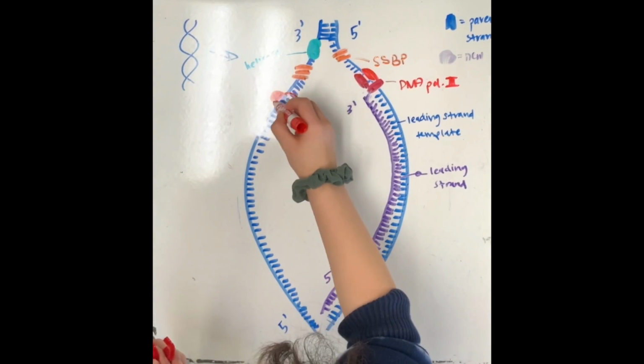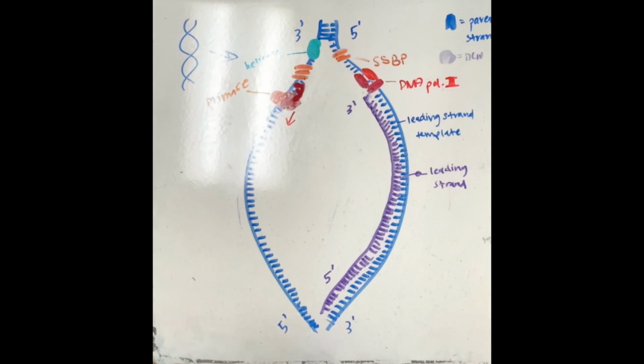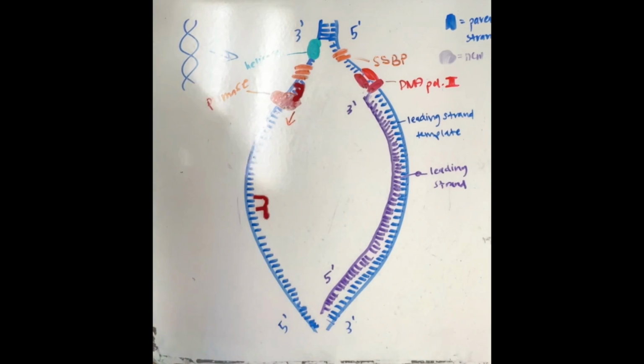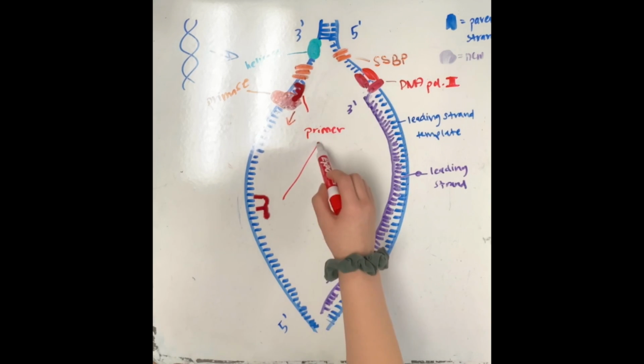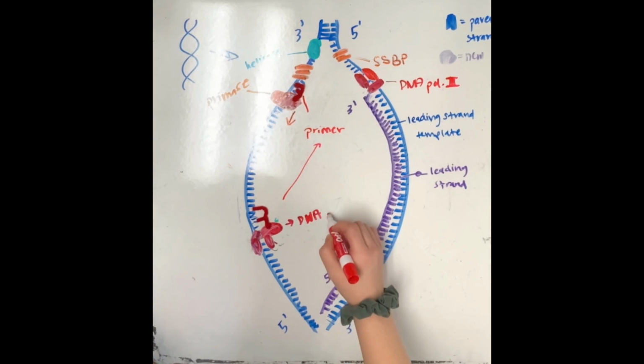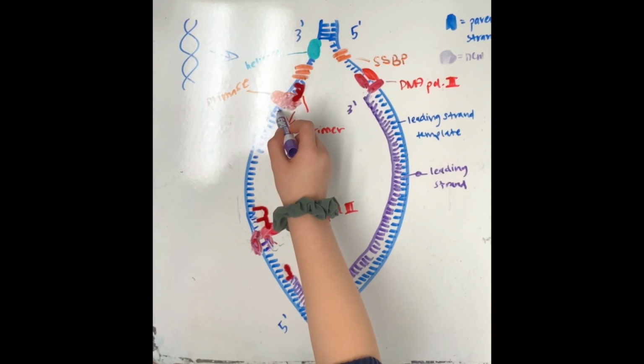The lagging strand, which is the strand to the left, works a little bit differently. Primase synthesizes an RNA primer at the 5' end of each Okazaki fragment of this strand. DNA polymerase III is now able to use the parental DNA as a template and synthesize a new DNA strand by adding nucleotides to the previously synthesized RNA primers at each Okazaki fragment.